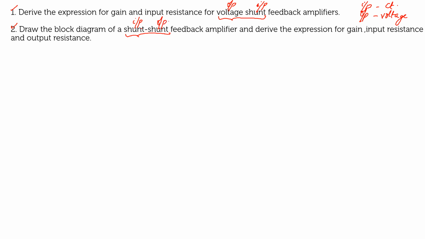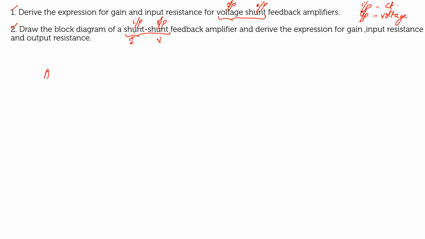Similarly here, shunt feedback means the first parameter represents your input and the second parameter represents your output. If the input is a shunt connection, you know that it is current, and if the output is a shunt connection, it is voltage. Okay, so ultimately both the questions are signifying the same feedback amplifier. Okay, so let us start with drawing the block diagram of your voltage shunt feedback or shunt feedback amplifier.